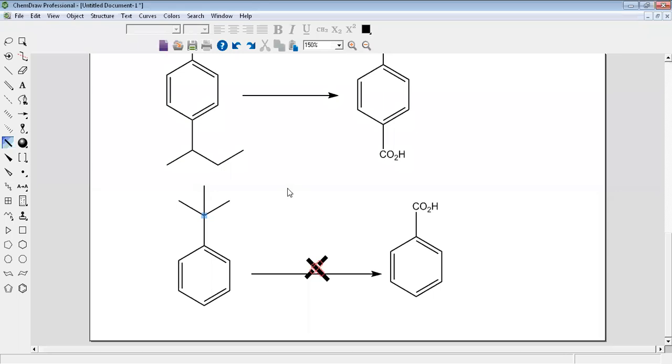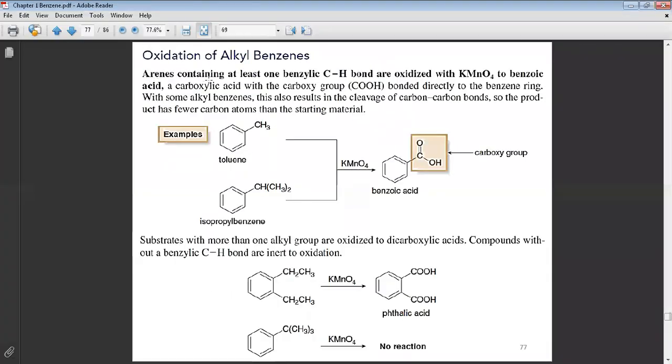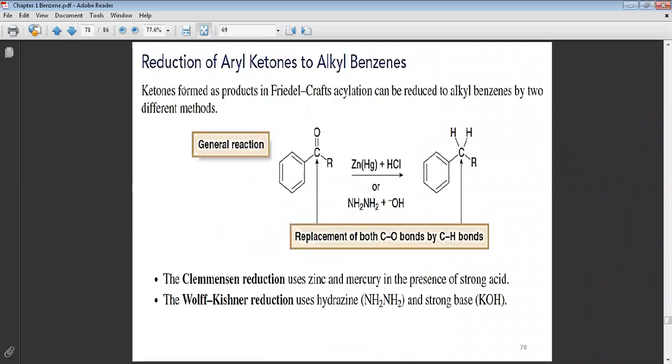He said here, arenes containing. Students, what does arenes mean? Arenes means aromatic compounds. Aromatic compounds containing at least one benzylic carbon hydrogen bond are oxidized with KMnO4 to the benzoic acid. The condition is that the carbon hydrogen is near the benzene ring. The oxidation mechanism is very complex.